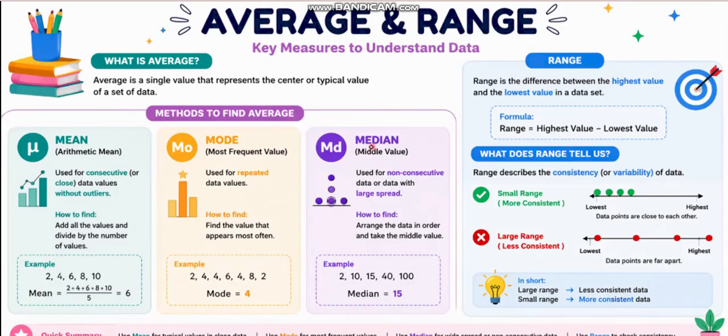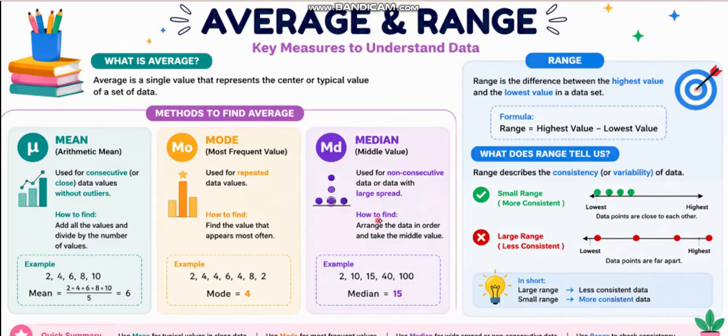While if we talk about median, median is basically the middle value of the data. First of all, we need to know what type of data is required for the median. The median is applied to non-consecutive data, where there is a large spread, or we can say there will be outliers in the data, where we will apply median.